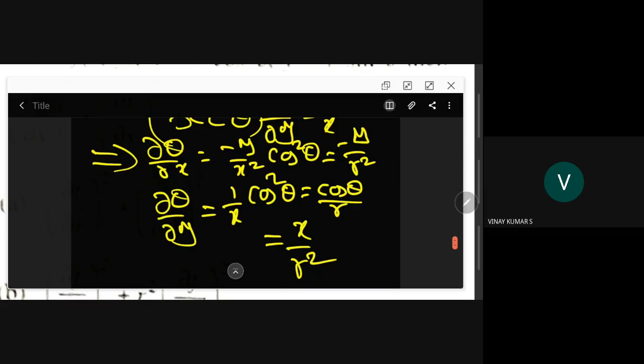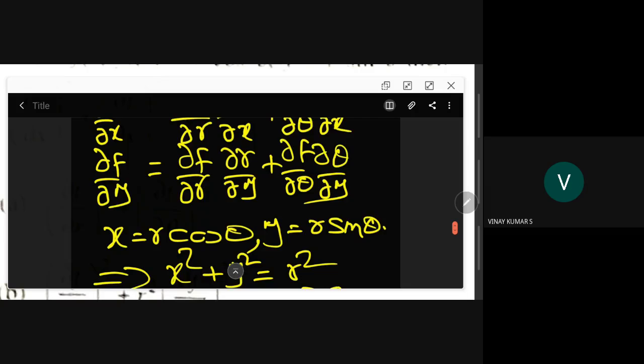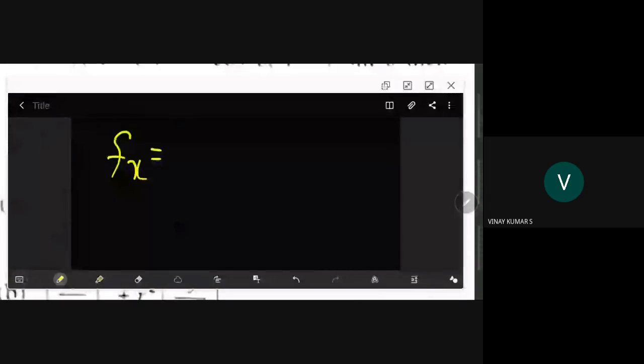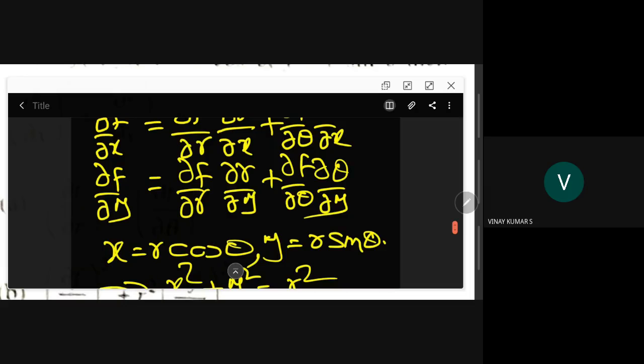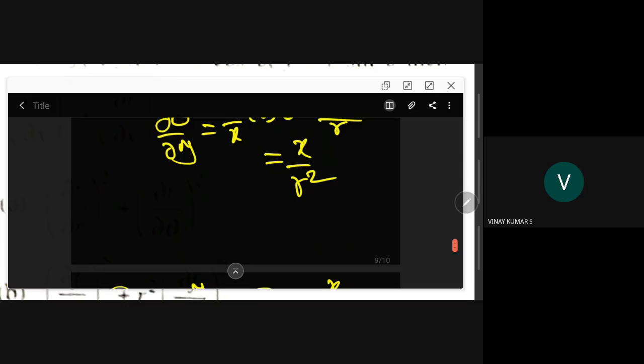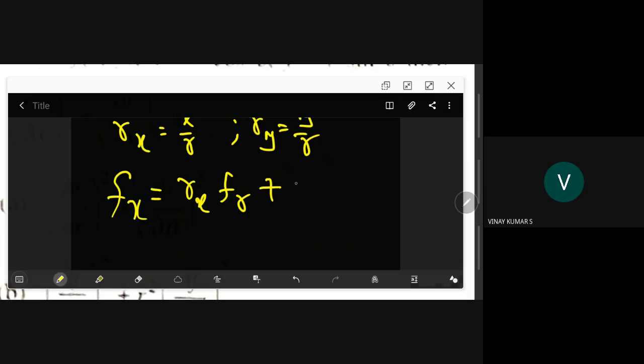So now we need to go here. Fx is Rx ∂f/∂r plus Rθ x ∂f/∂θ, and similarly fy is Ry ∂f/∂r plus Rθ y ∂f/∂θ, right?